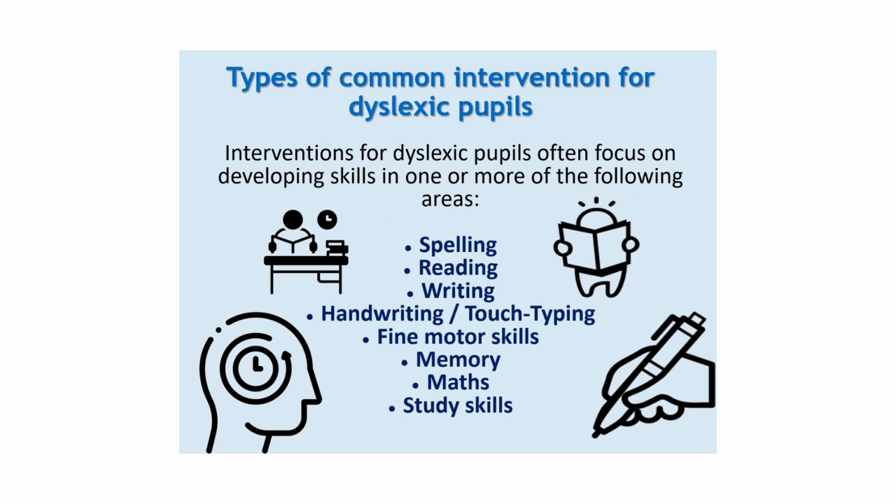Types of common interventions for dyslexic pupils. Interventions for dyslexic pupils often focus on developing skills in one or more of the following areas: spelling, reading, writing, handwriting or touch typing, fine motor skills, memory, maths, and study skills.